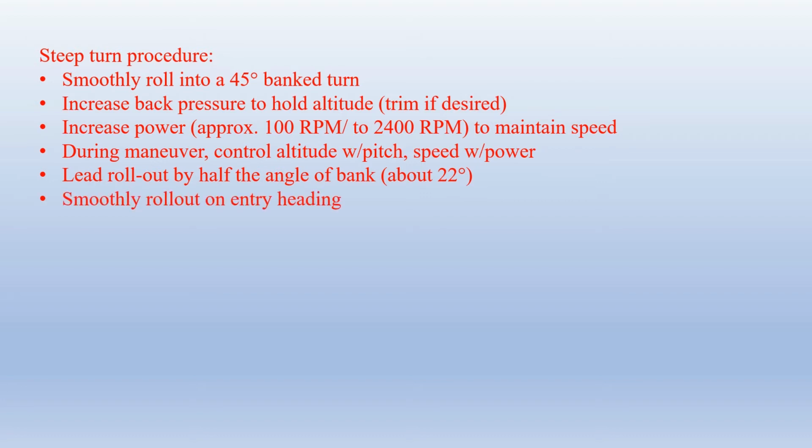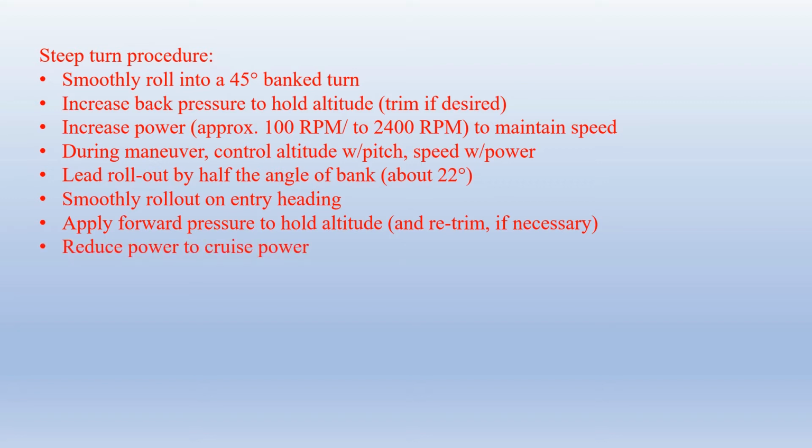The last 3 steps happen pretty much simultaneously, just like the entry. We'll smoothly roll out onto the entry heading, again about a 3 count to get from 45 back to wings level. We'll apply the forward pressure as we gain that vertical lift back to hold our added altitude. And again, if you trimmed at the beginning of the maneuver, you're going to want to undo that trim at this time. And then reduce the power about 100 RPM to about 2,300 RPM to get back to your normal cruise power, and then recover to straight and level flight at 95 knots.